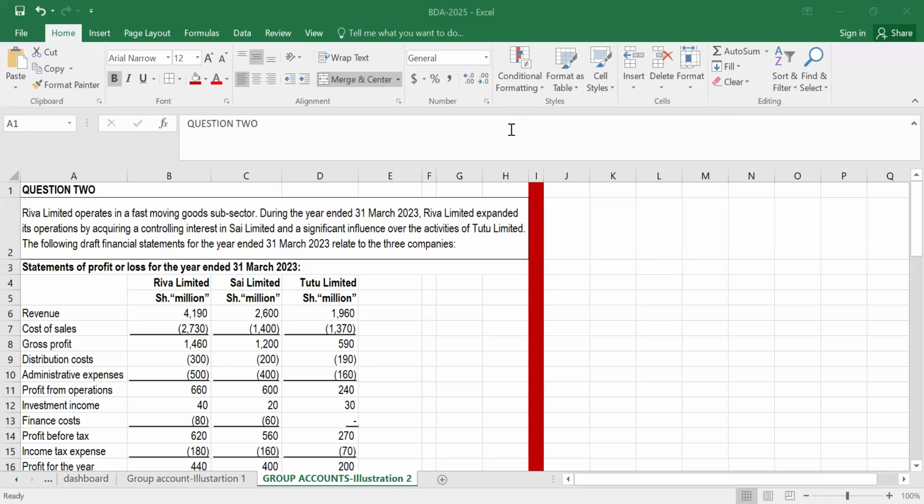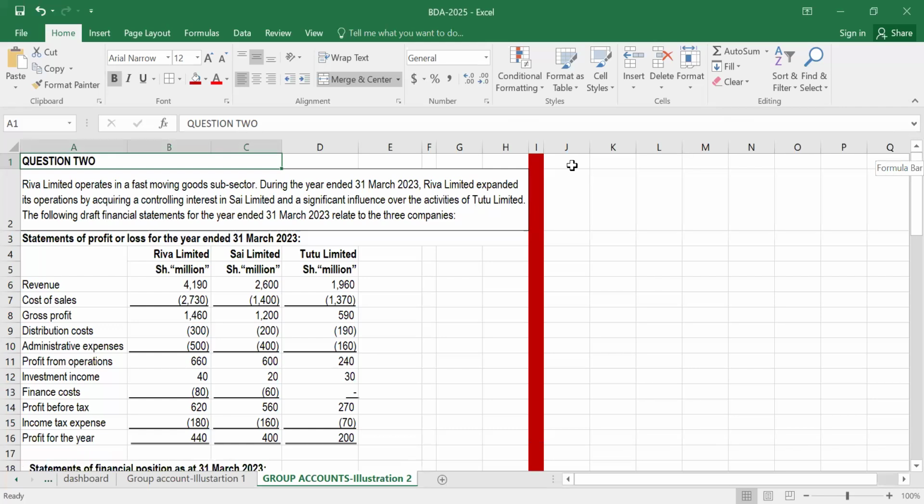Yes, so this is question number 2 from this topic of group accounts. And the question reads, Zi Limited operates in the fast moving goods subsector. During the year which ended 31st of March 2023, Zi Limited expanded its operation by acquiring controlling interest in Zi and a significant influence over the activities of Zii Limited. The following draft financial statements for the year which ended 31st March 2023 relate to the three companies.